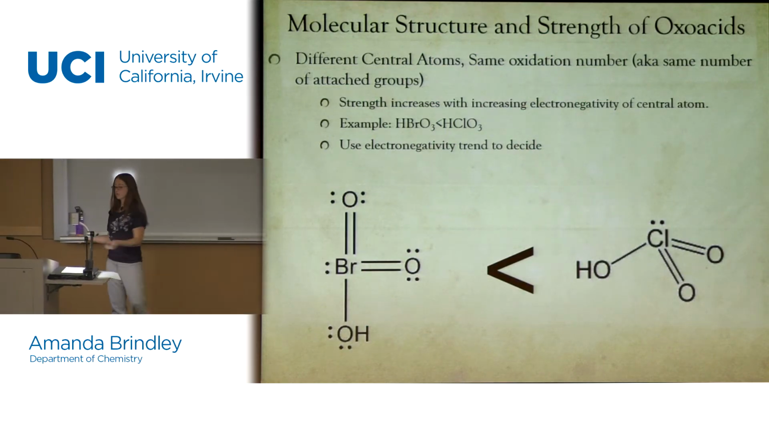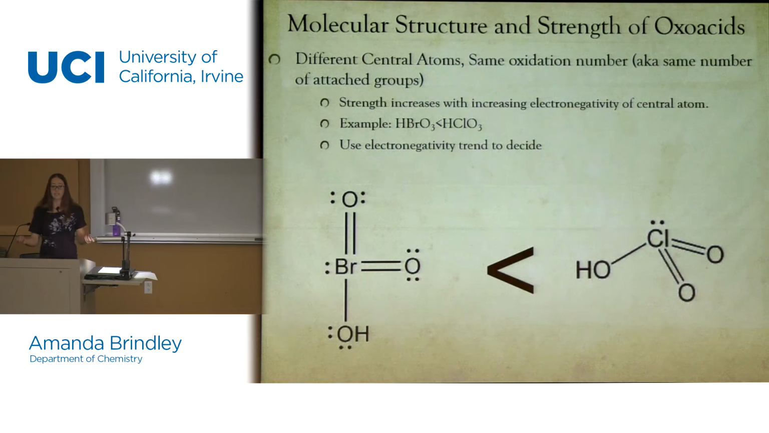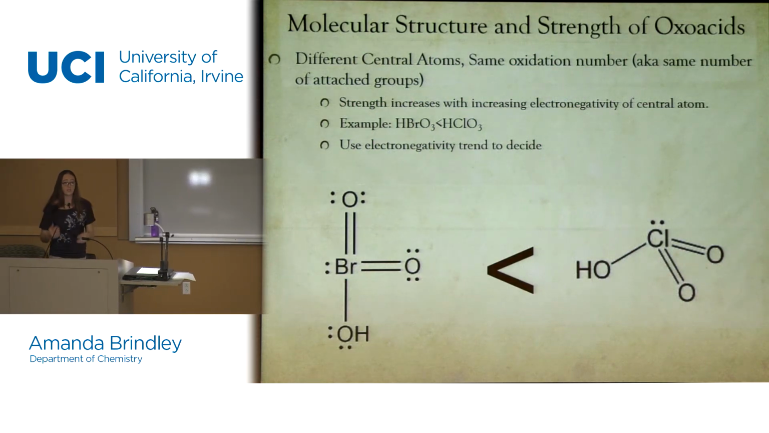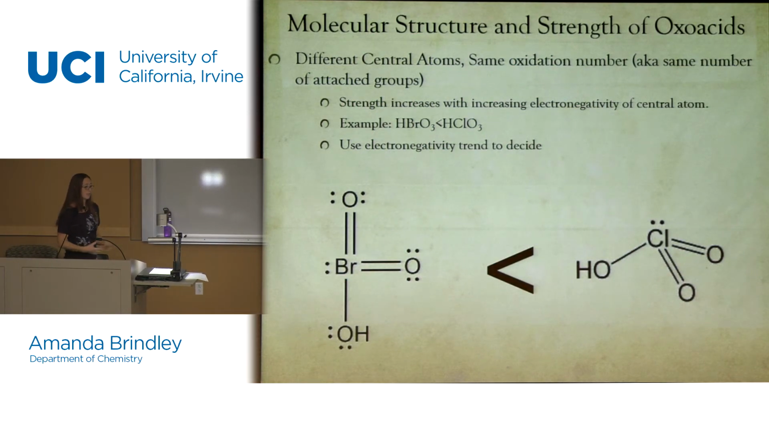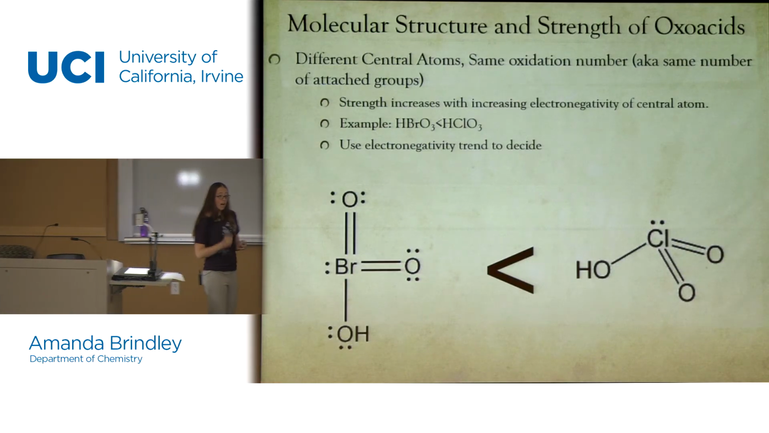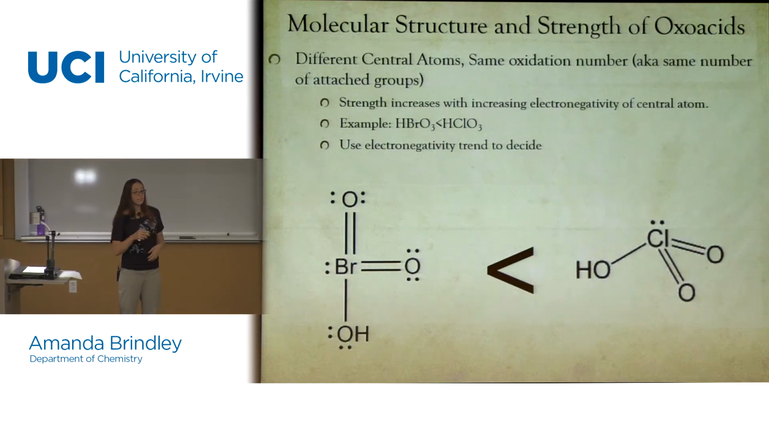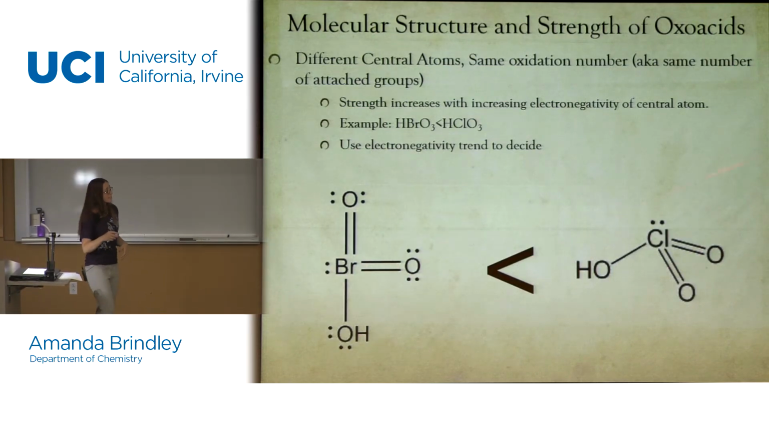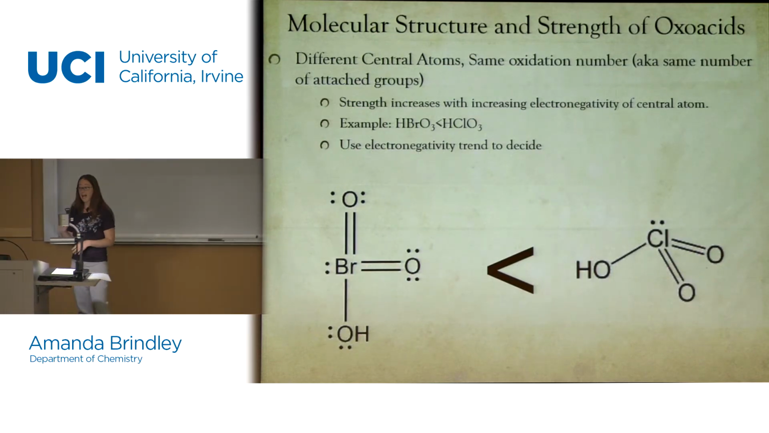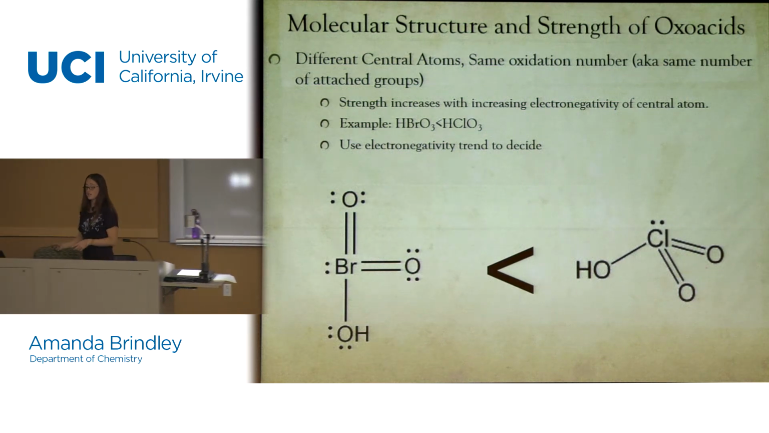So your short answer is, well, whichever one has the most electronegative central element, that's your strongest acid. All right? Most electronegative, strongest acid. The longer answer is, that's because that electronegativity of that central atom helps to stabilize the negative charge that happens because of that dissociation.